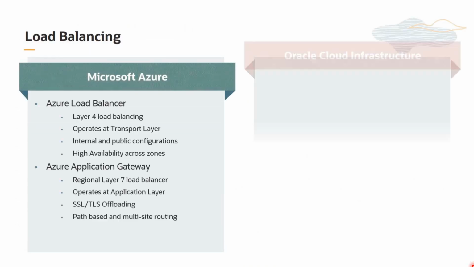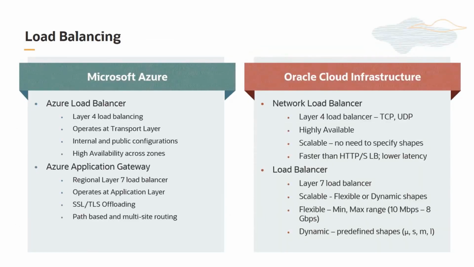Now let's talk about load balancers. In Azure, there are two types of load balancers: Azure Load Balancer that operates at layer 4 and Azure Application Gateway that operates at layer 7. Azure Load Balancer operates at the transport layer and it is available in both public and private flavors. Azure Application Gateway operates at the application layer. It makes routing decisions based on additional attributes of an HTTP request. Azure Application Gateway provides features like SSL offloading, path-based and multi-site routing.